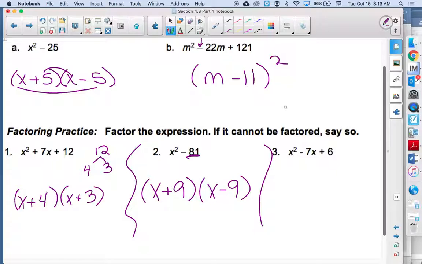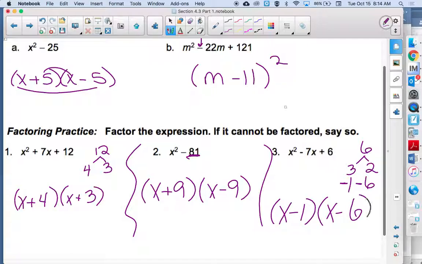And then the third one, x squared minus 7x plus 6. How would that one factor? Leah, how would we factor that one? What makes 6? 3 and 2, 1 and 6. How would we get a negative 7? Negative 6 and negative 1. So if I multiply them together, a negative and a negative make a positive number. But when we add them, negative 1 and negative 6 makes negative 7. Questions?